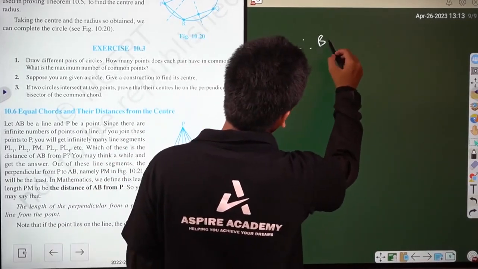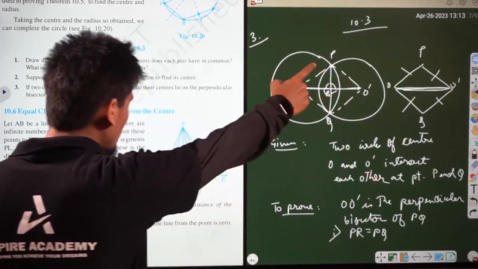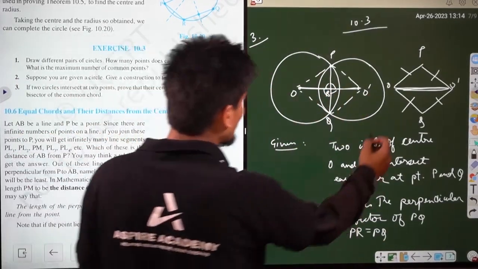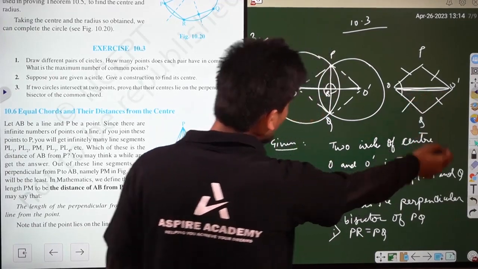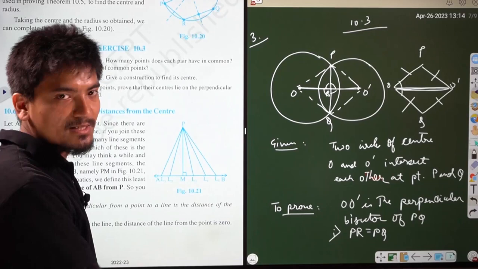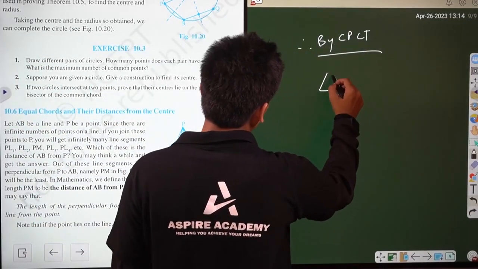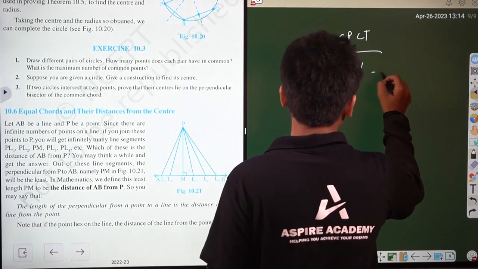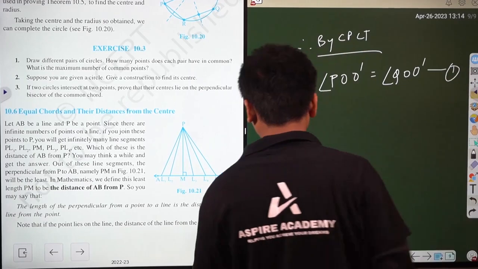So therefore, what can I say? Therefore, by CPCT, by corresponding parts of congruent triangles, what can I say? That this angle POO dash, that means this angle, is equal to this angle QOO dash, right, by CPCT. Therefore, by CPCT, angle POO dash is equal to angle QOO dash, and let this be equation number 1.